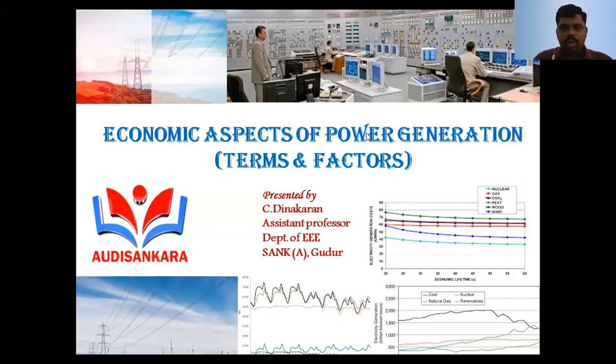In this section, I am going to discuss the various terms and factors used in the economic aspects of power generation. Generally, determining the per unit cost, that is the 1 kWh cost of production of electrical energy, is known as the economic aspects of power generation. To determine this, we will discuss the terms and factors that are considered in this section.